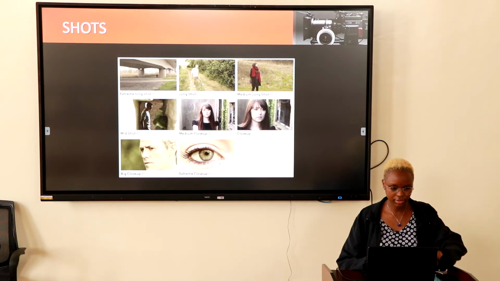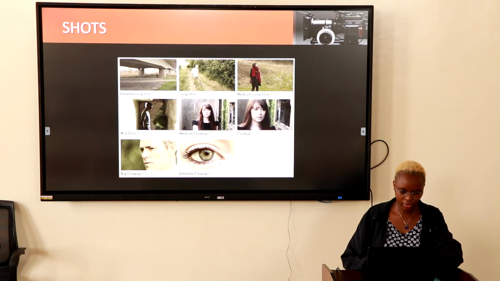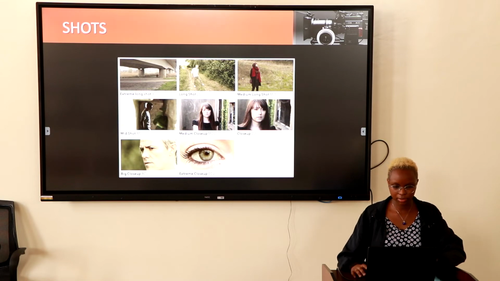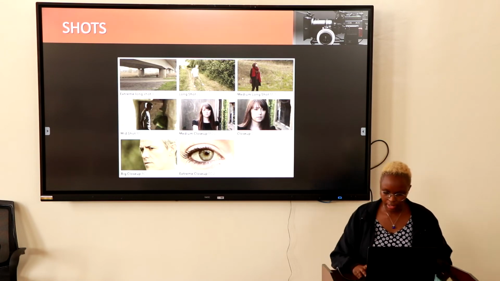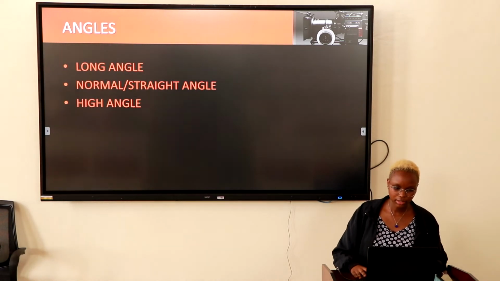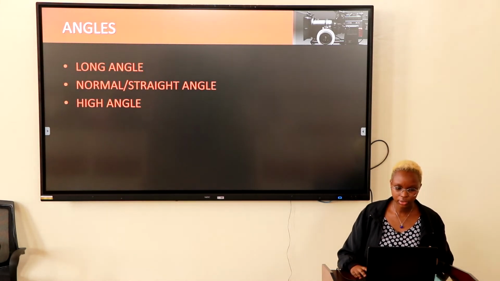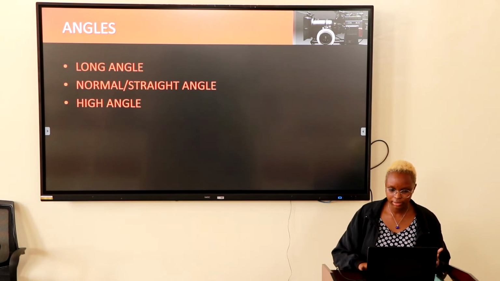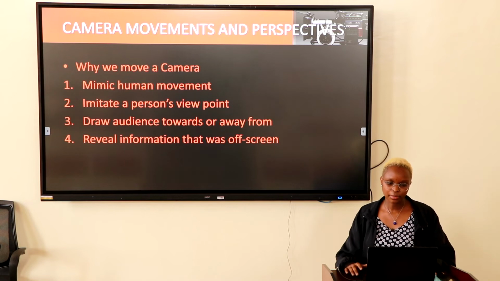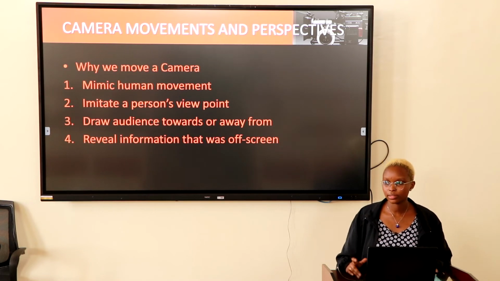You can see an extreme long shot, a long shot of a guy, a medium long shot, a mid shot, a medium close-up, a normal close-up, a big close-up, and an extreme close-up. The next thing are camera angles. There are three main: low, normal, and high angle. Camera movements and perspective. Why do we move a camera?